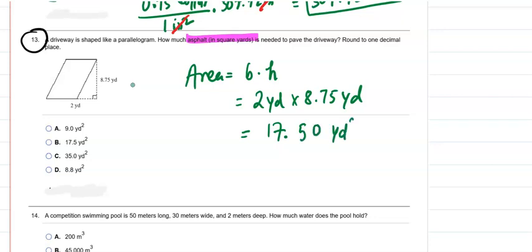17.50 square yards, or you can call it yards squared. That's the area of this parallelogram, which is a driveway, and this much asphalt is needed to pave this driveway. B is the answer.